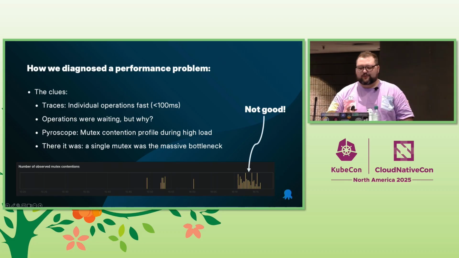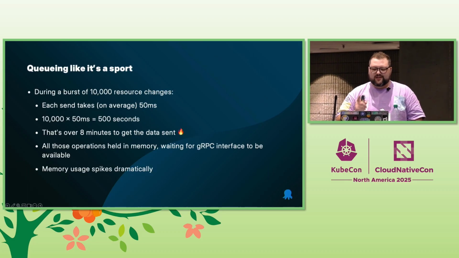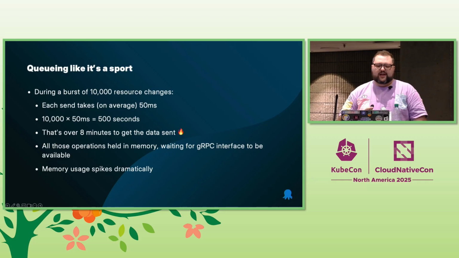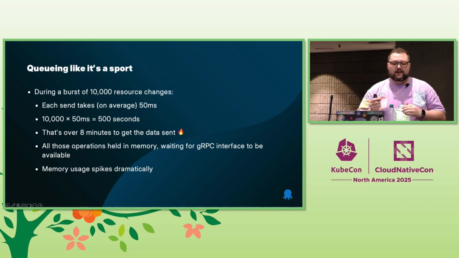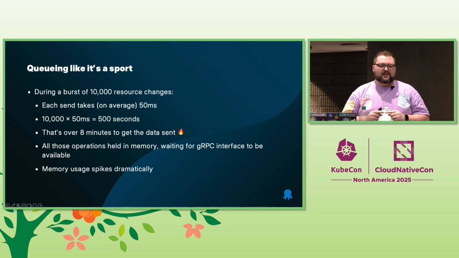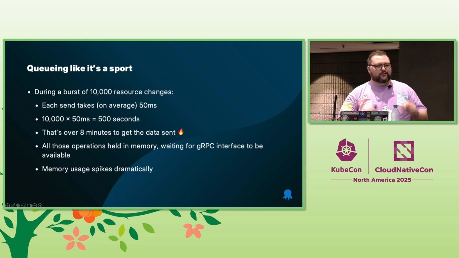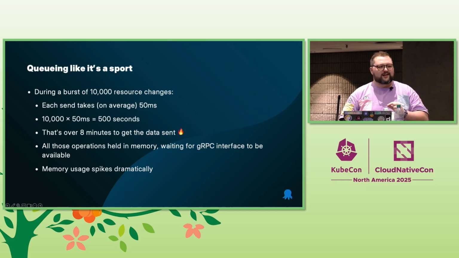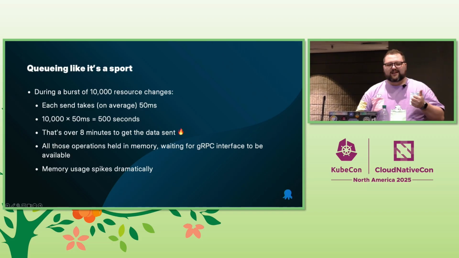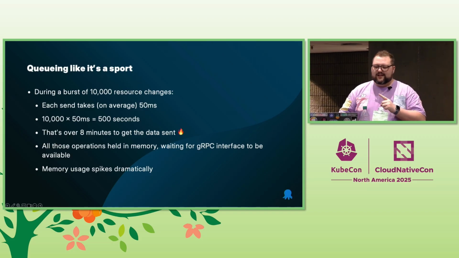I, again, had screwed up because we were queuing like we were in the UK, like it's a sport. Every time we had bursts of resource changes, each send takes around 50 milliseconds over gRPC. When you're doing 10,000 of those, though, that ends up being about 8 minutes of time you're waiting. So if you accidentally put a mutex contention right in the beginning of you trying to send to gRPC, it's not the network slowing you down. It's not you trying to process the data. It's nothing like that. It's all you.